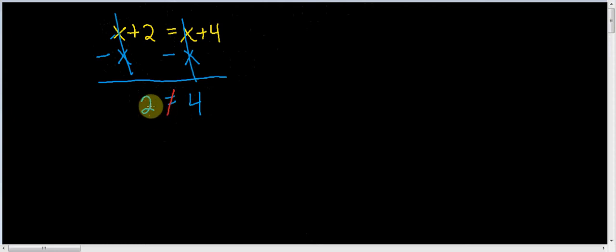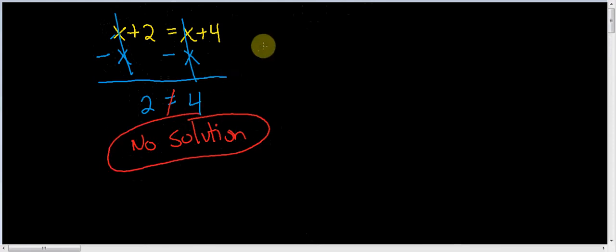So when you come up with something like this, a statement that's not true, and all your variables are gone, the answer to this equation is that there is no solution to the equation. You can't solve it. It's impossible. And occasionally there are equations that you come across that look like that. Okay, let's look at another equation here.